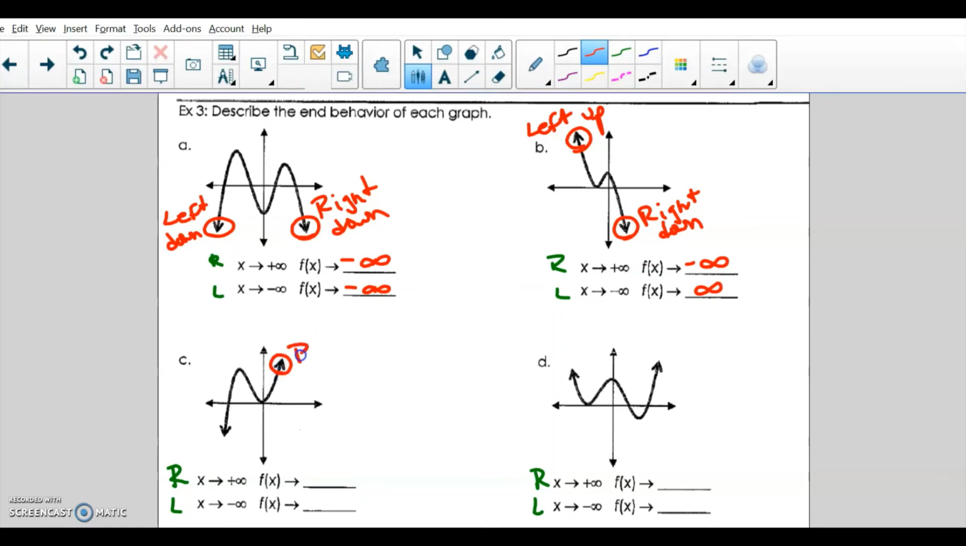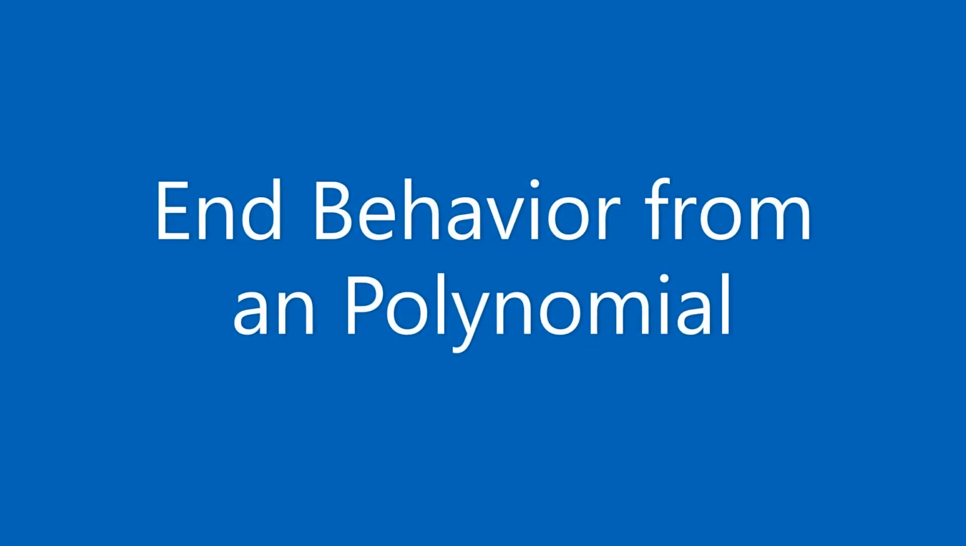On example C, this is our right side. This is going up. The right side is going to positive infinity. The left side is going down. Therefore, it's going to negative infinity. And the last example, both of them are going up. So both of them are going to positive infinity.